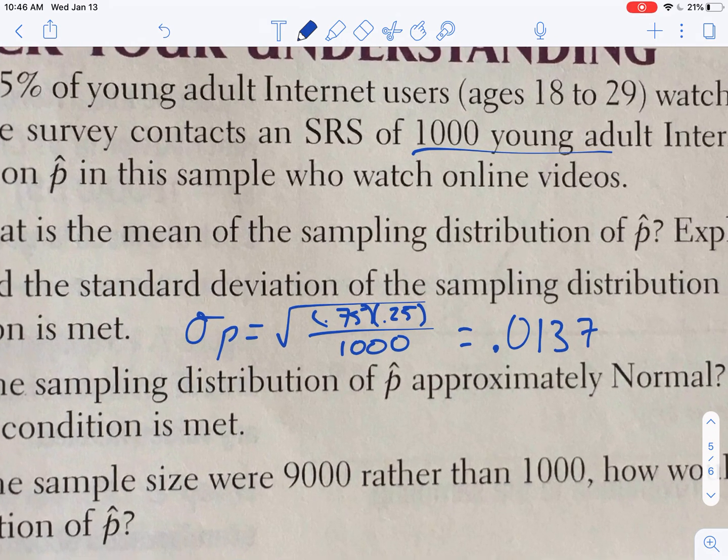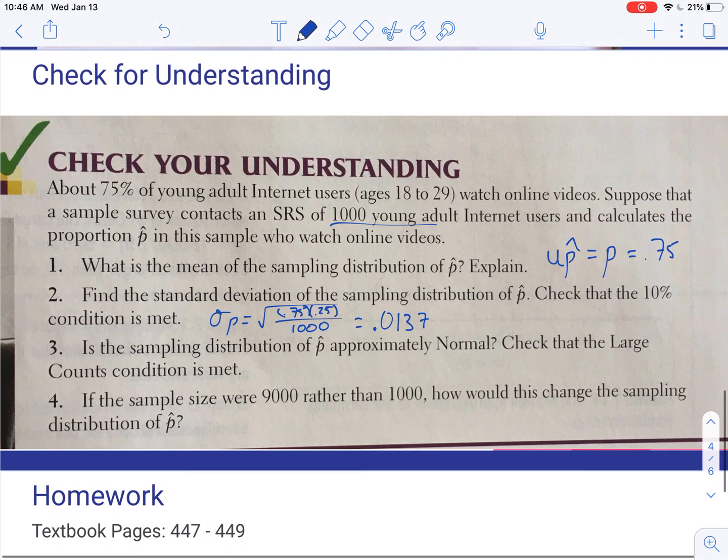So this is a percentage. I'm saying that our mean, or our average distribution, is 0.75. So 75% of respondents on average are going to say that they watch online videos, and that's going to vary by 1.37%. That's going to be your typical variance that we see.